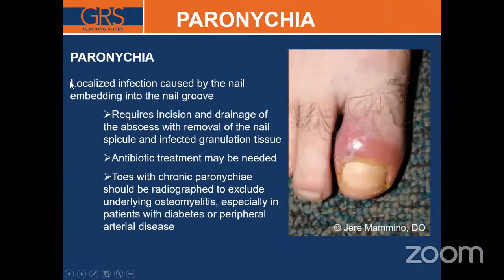Paronychia. Paronychia is basically a localized infection which is caused by the nail embedding into the nail groove. See, this is infection; it requires incision and drainage of the abscess with removal of the nail spicule and infected granulation tissue. Antibiotic treatment may be needed. Toes with chronic paronychia should be radiographed to exclude any underlying osteomyelitis, especially in patients who have diabetes or peripheral artery disease.